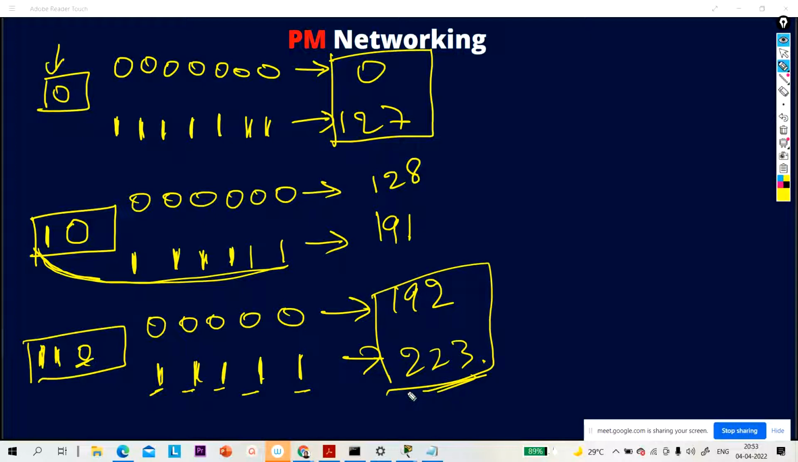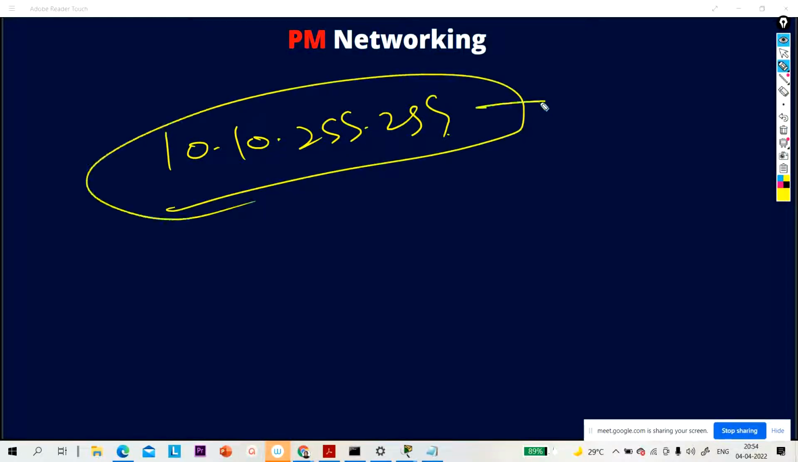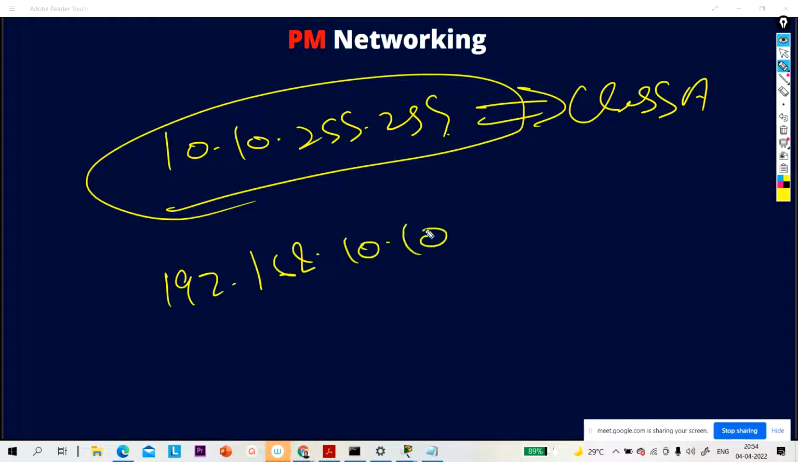Clear? For class A the range is this one, for class B the range is this one, for class C the range is this one. Now guys, tell me, which class does this IP address belong to? Class A. And 192.168.10.10 belongs to which class? Class C, because of the value present in the first octet.